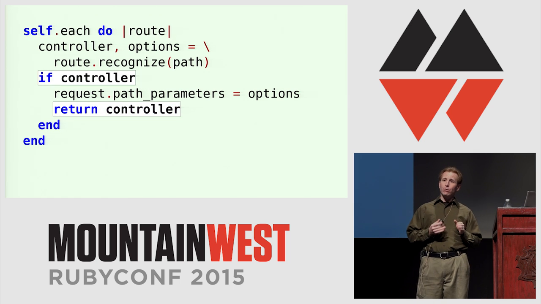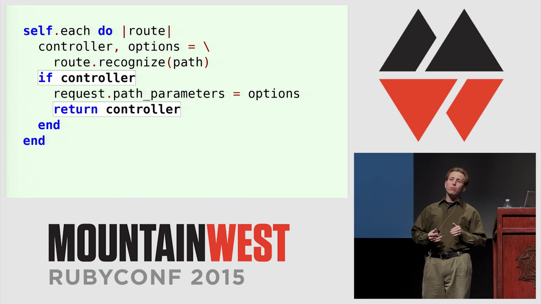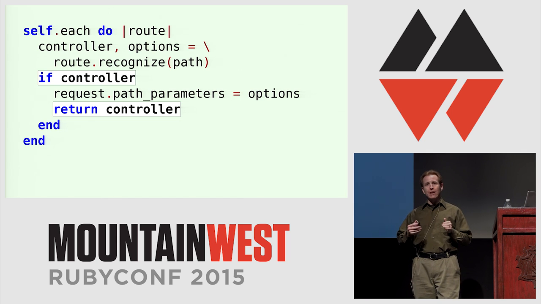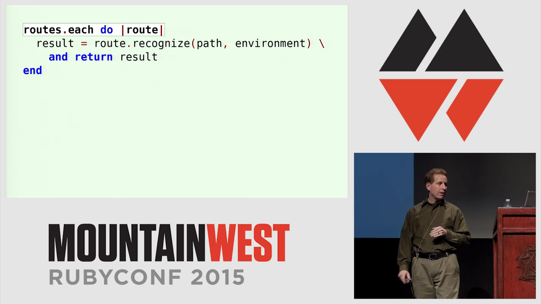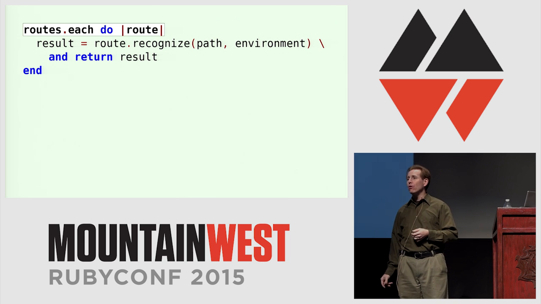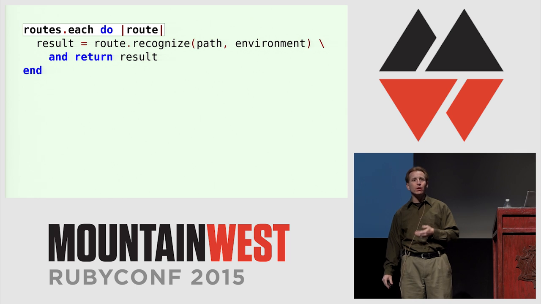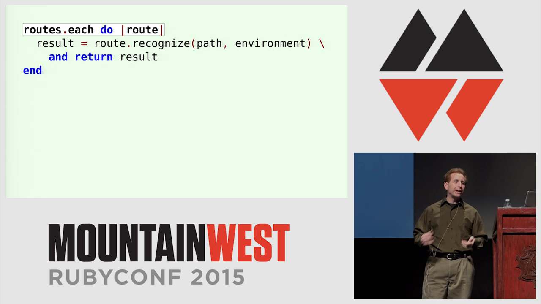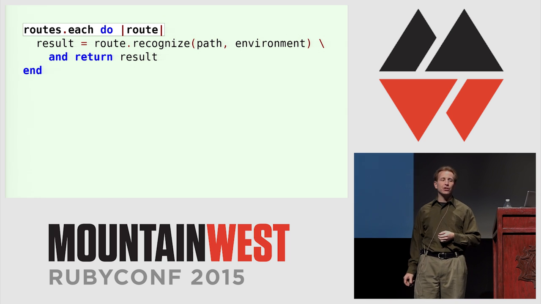And as soon as it recognized the request path, it would return the appropriate controller class, which would then handle the request. Now, Rails continued to use this basic approach of iterating over an array of routes for over 3 years. This code is from Rails 2.0, which still just iterates over every route looking for a match.